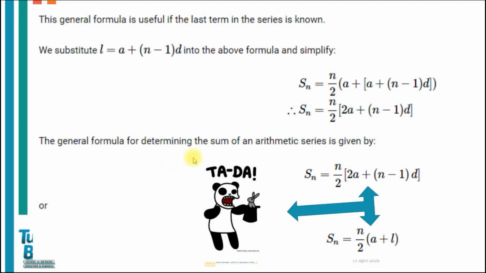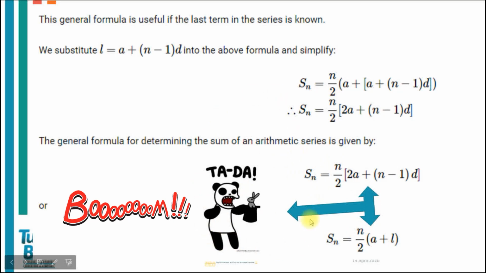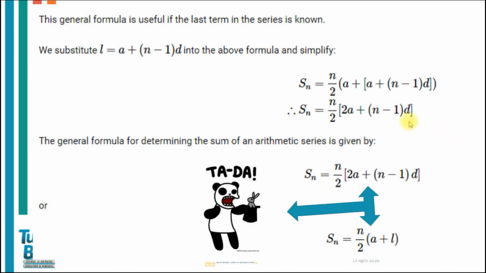Right, so the general formula for determining the sum of an arithmetic series is given by that guy there. So it's given by that guy. This one is when you don't know the last term, yeah? And then this one is when you do know the last term, right?